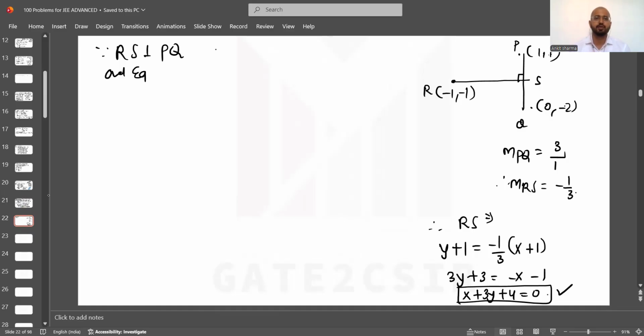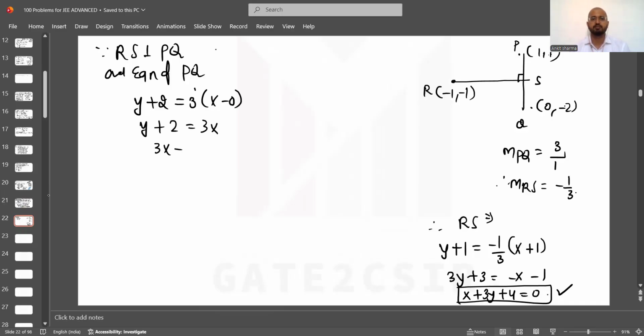And the equation of PQ we can find out. So we have the slope, plugging in the point: y minus y1 is equal to m into x minus x1. So we have here y plus 2 is equal to 3x. That is 3x minus y minus 2 is equal to 0. So this is my PQ, and this is my RS. So if I solve PQ and RS, then I get my focus. So let us solve them.